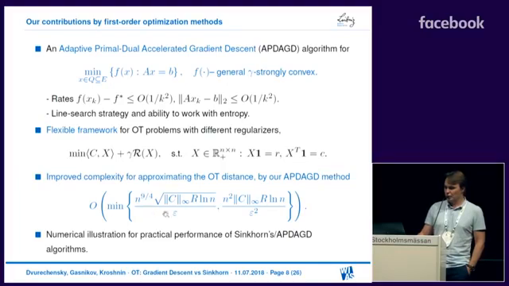Here you see a long expression, but since it is a minimum of two terms, the main term is the left one. You can see that we gain another epsilon in the denominator. So we now have 1 over epsilon complexity for optimal transport distance, not by Sinkhorn's algorithm, but by accelerated gradient descent. And we also perform some numerical experiments and compare both approaches.